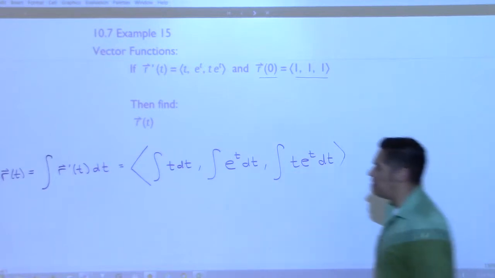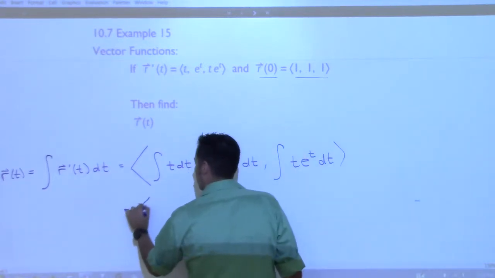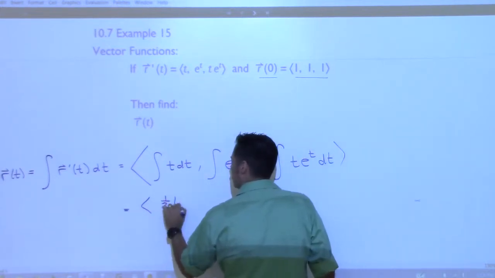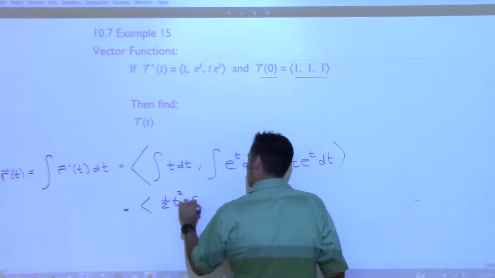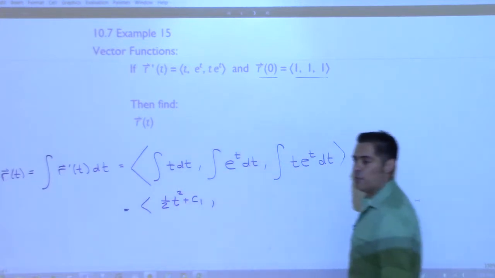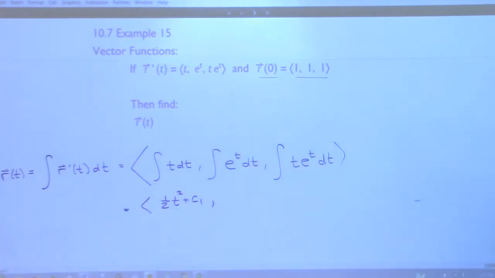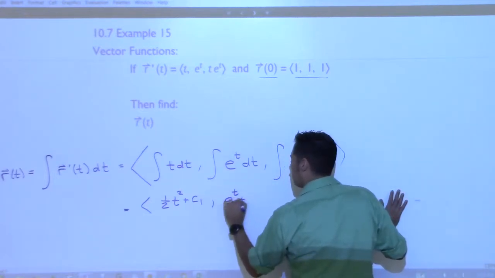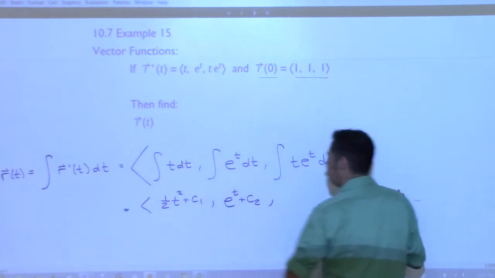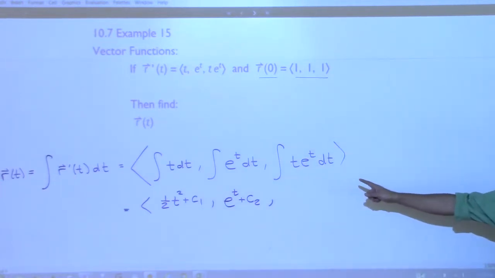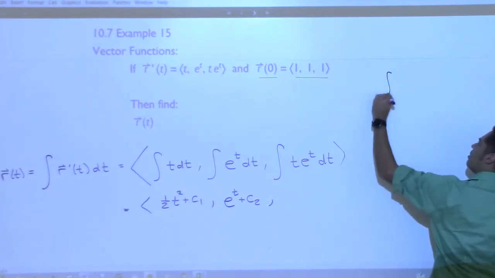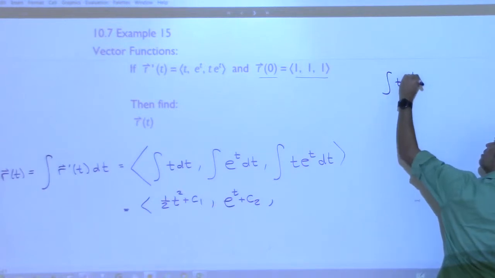So some of these are easy, right? This first one is what? t squared over 2. Yep, t squared over 2, or 1/2 t squared, plus a constant of integration, c1. The second antiderivative is e to the t, plus again some constant of integration, call it c2. And then this one is not so clean. You have to do that on the side maybe. Integration by parts again.